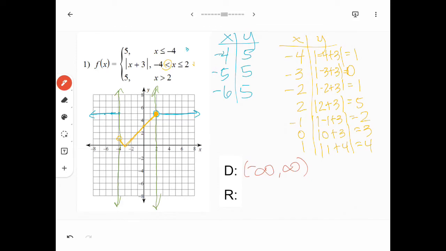For my range, we went bottom to top. The lowest number I can get out is right here at 0. And it is inclusive because I can get that out. It's a closed circle there. And the biggest number I can get out, my graph will not go above 5. But that is also inclusive.